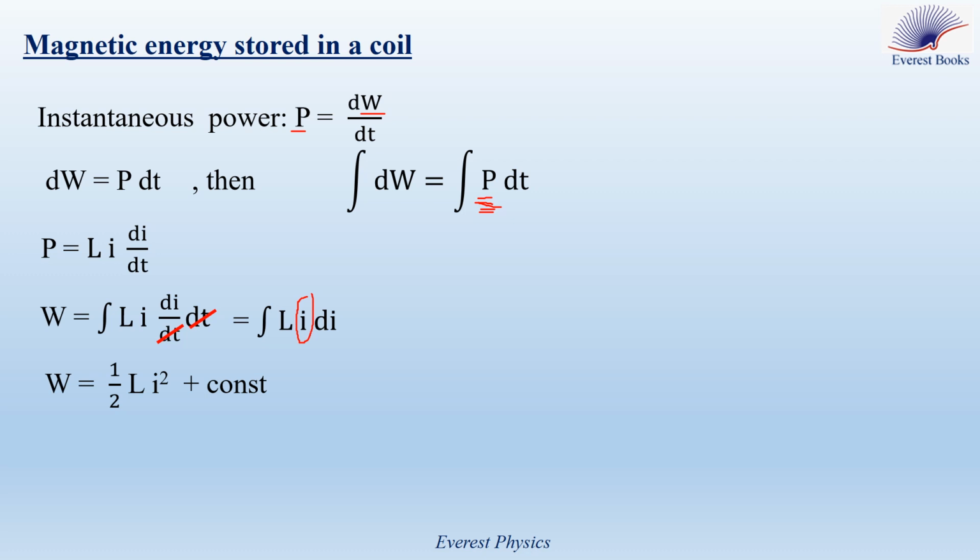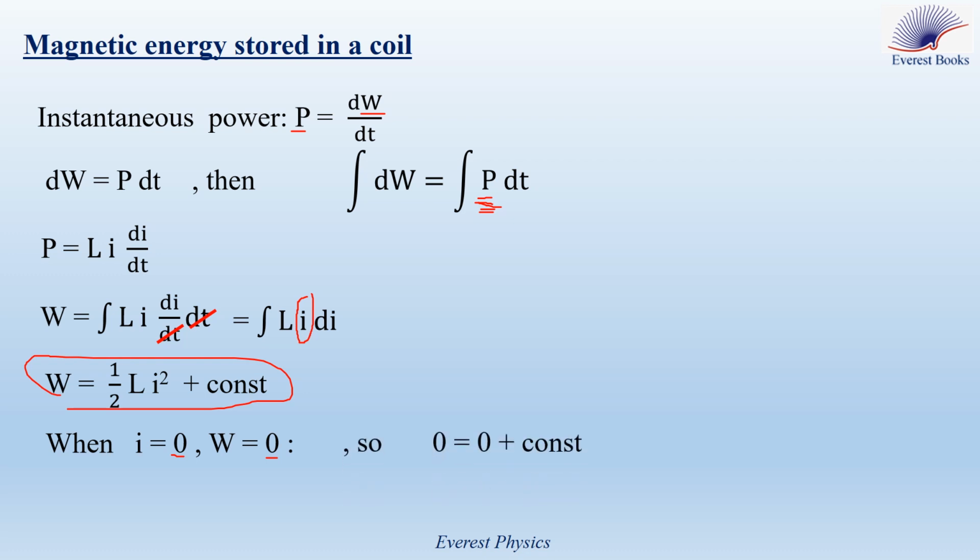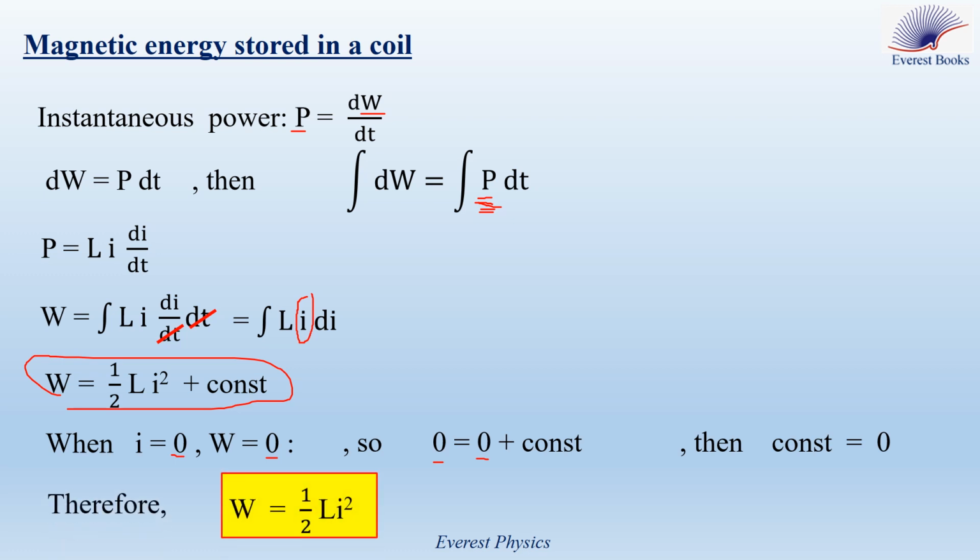Now we need to calculate the constant. When i is equal to 0, W is equal to 0. The coil does not store magnetic energy yet. Now replace i by 0 and W by 0 in this equation. This is going to be, so 0 is equal to 0 plus constant. Therefore, the constant is equal to 0. And the expression of the magnetic energy stored in a coil is 1/2 Li squared.